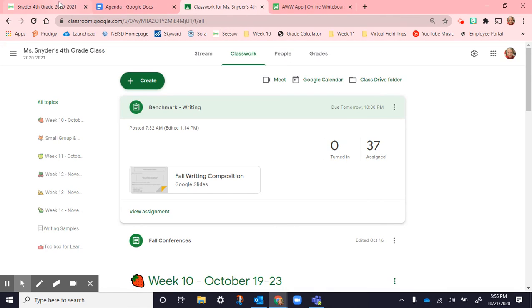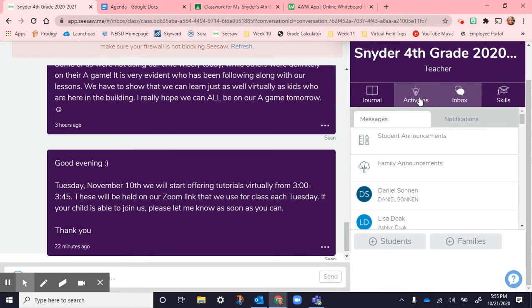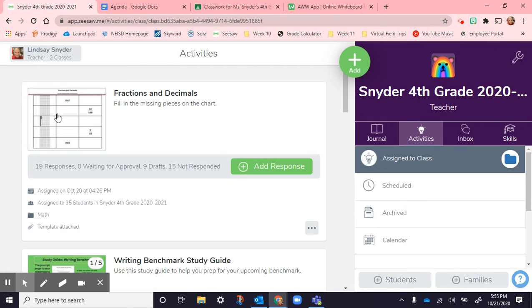All right, then we went to Seesaw. And under the activities, we had an assignment where we practiced that. This assignment is having you show the model, the decimal, and the fraction, just like we just saw lots of examples of. So that needs to be turned in today.